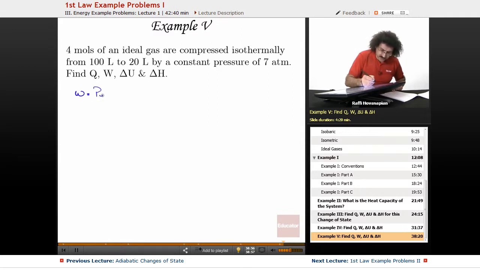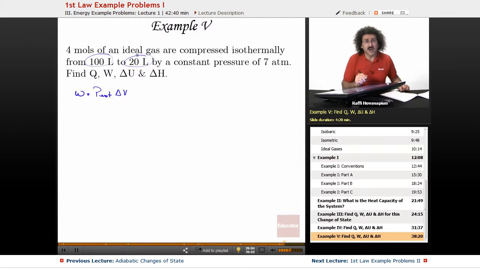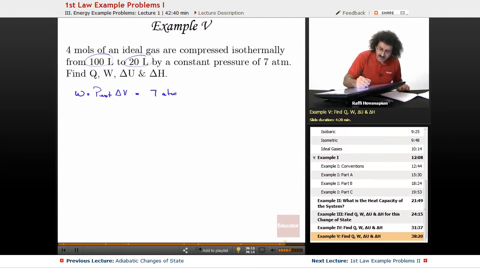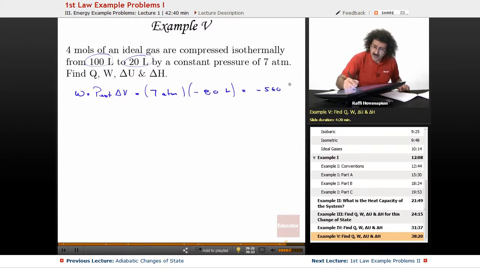Work is equal to the external pressure times the change in volume. They give us the change in volume. That's just the 100 to 20. It's final minus initial, so it's 20 minus 100, so it's actually minus 80. So the external pressure is 7 atmospheres and minus 80 liters. So we end up with minus 560 liter atmospheres.